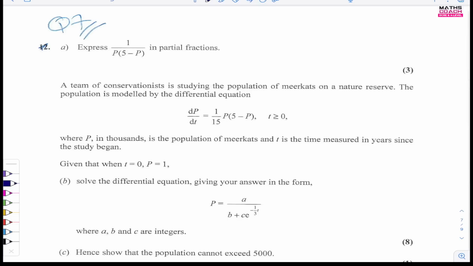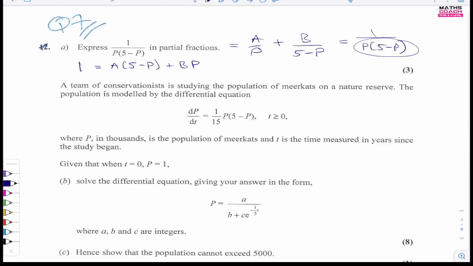So express as partial fraction, so we can write this as a over p plus b over 5 minus p. So in that case, 1 would be equal to a bracket 5 minus p plus b times p. Okay, so are we okay with the first part here? How to rearrange into this form? So that's equal to 1 over p bracket 5 minus p. You just take that and multiply onto the left side, and it cancels down into this.